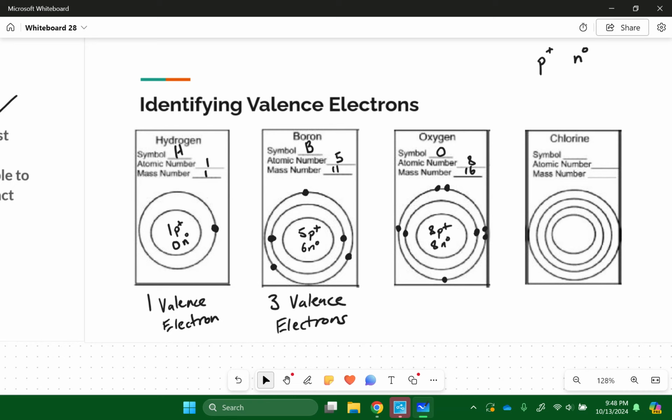My model is done. Now I'm going to look at my outermost ring that has electrons on it. That's this one. There's 1, 2, 3, 4, 5, 6 electrons. So I have 6 valence electrons.